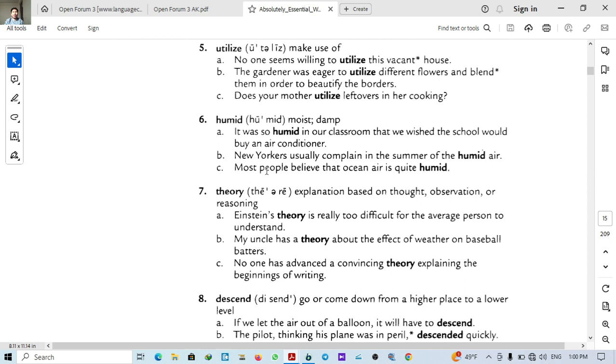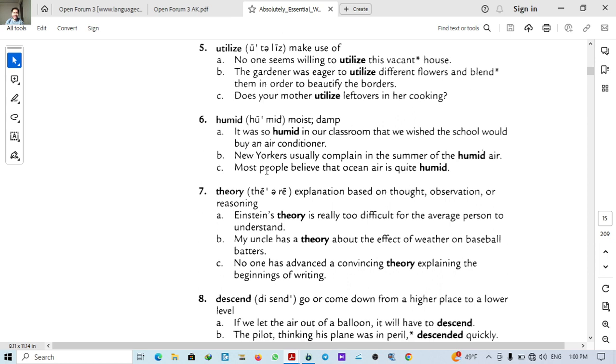Number five, we have the word utilize, which means make use of or use. Again, the word utilize is used in these three sentences. Just go over them carefully. And number six, humid means moist or damp. If something is humid, it means basically wet, or it has some moisture.